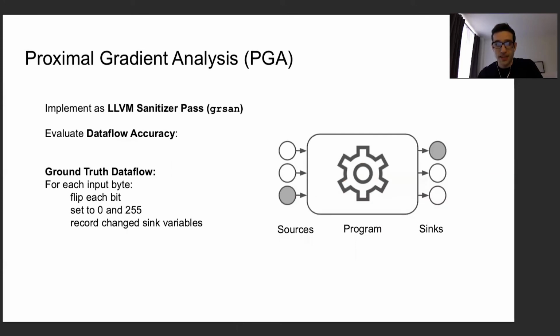We implement PGA as an LLVM sanitizer pass, which we call gradient sanitizer, or GRSAN. We evaluate its accuracy in predicting data flows. To establish ground truth data flows in our evaluation, we perform a series of modifications to each input byte and record any data flow sinks that change values as a result. These indicate where data flows are certainly present in the program, since a change to the input can only change a sink when a data flow is present.